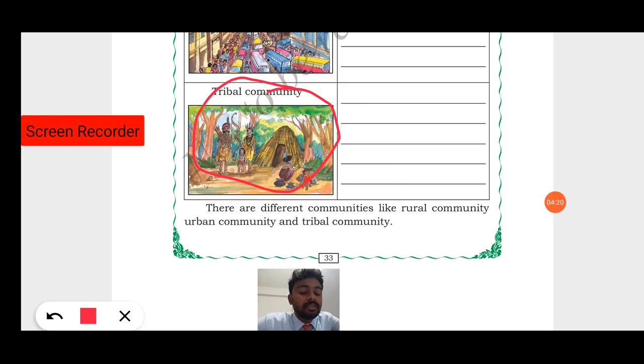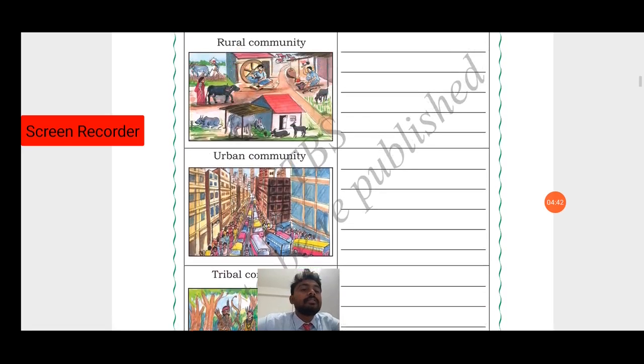First of all, you write the human beings. Next, trees, rocks, and also forest. No problem. Yes or no? So this type you write in the tribal communities. Okay, so this is the answer.